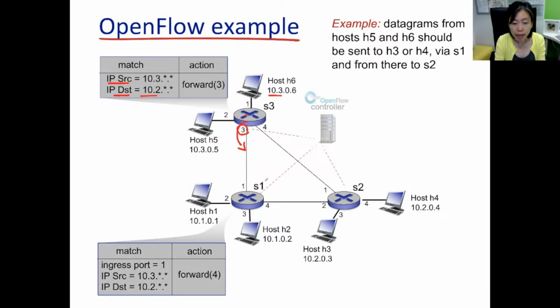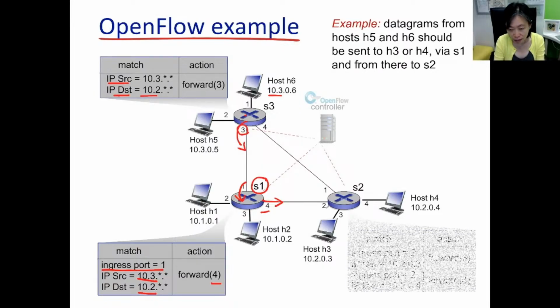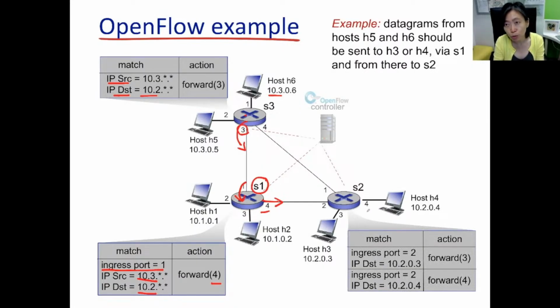Now, the entry in S1, the router at the bottom, will look like this. If the ingress port, the incoming port number, is 1, source 10.3, destination 10.2, then it's forwarded down interface 4. And then we manually configure S2 with an entry looking like this. Ingress port being 2, so the packet is definitely coming in from here.